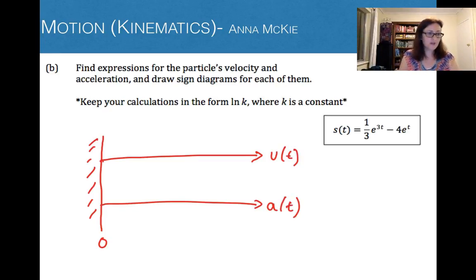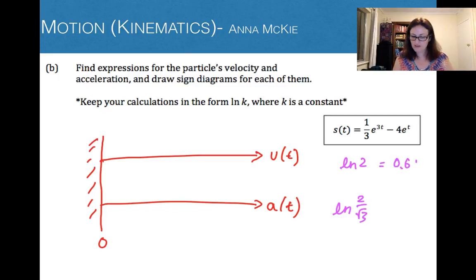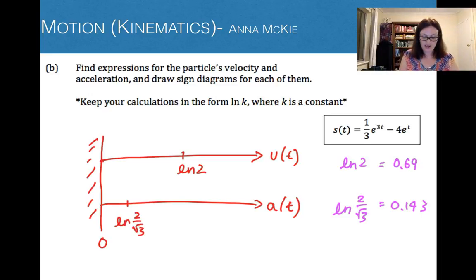Now those values that we're after for v, I'll perhaps write off to the side, ln 2 and ln 2 on root 3. The decimal equivalents, just put them in your calculator and work them out, 0.69 and 0.143. So thinking about which one's further along, ln 2 is, doesn't really matter where you put them. And the other one is the ln 2 on root 3. Now, the signs, we said they both go negative, positive. So we've got negative, positive, and negative, positive.